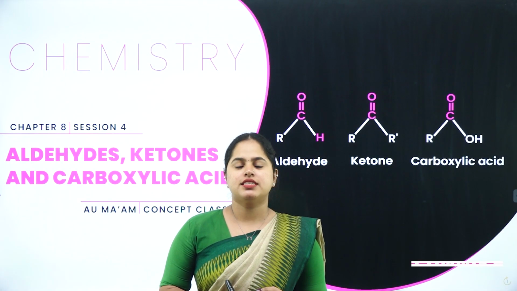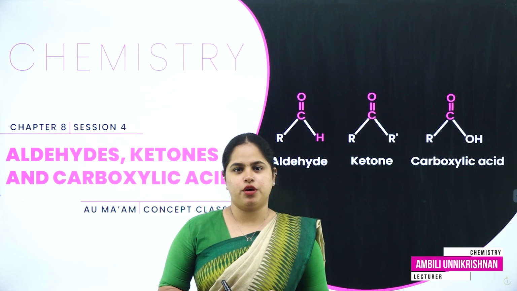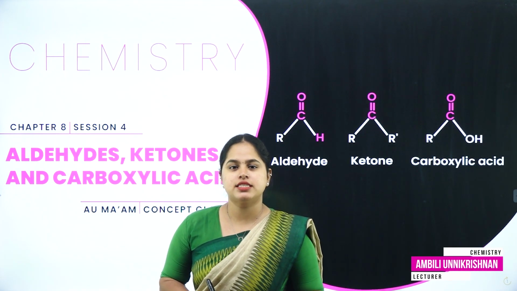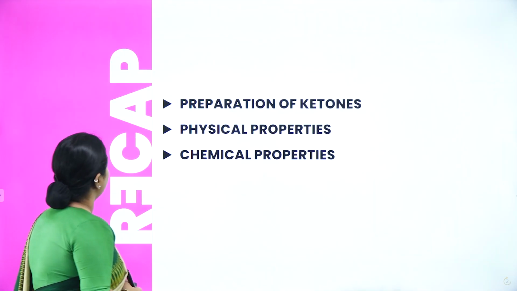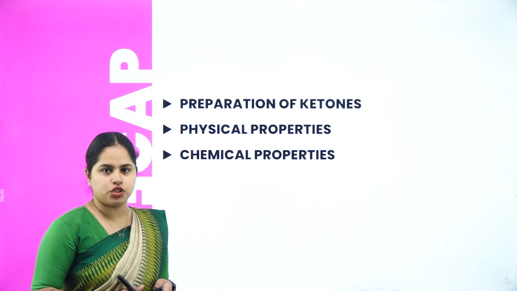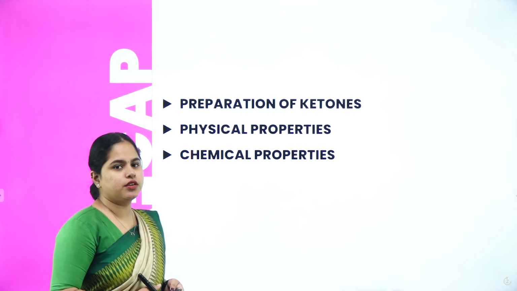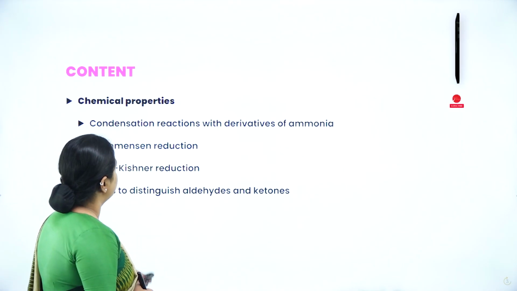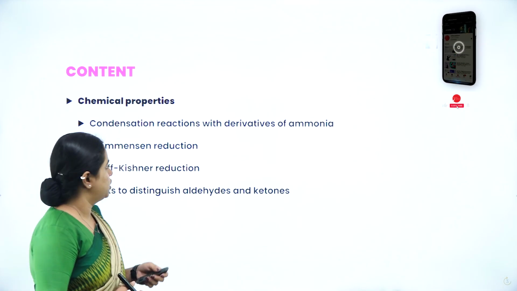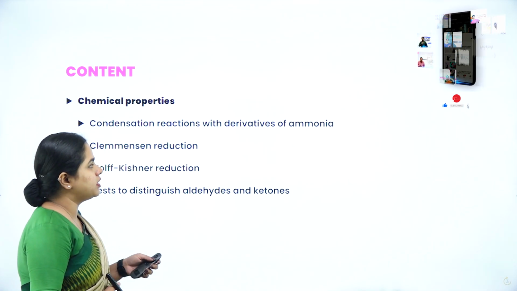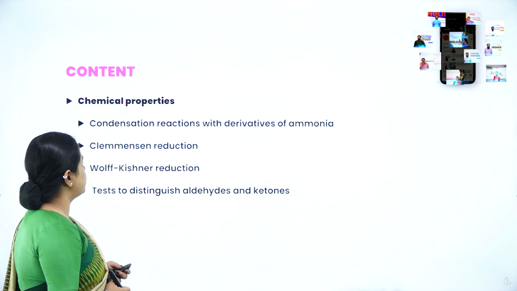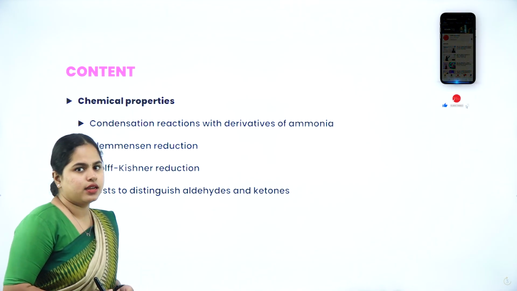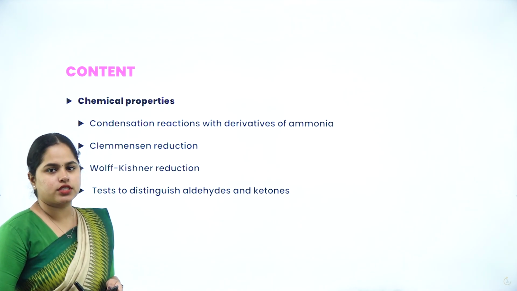Hello everyone, this is Ambili Unnikrishnan from the Department of Chemistry. Today I am back with session 4 of the chapter Aldehydes, Ketones and Carboxylic Acids. In the last session we studied the preparation of ketones, as well as started with the chemical properties of aldehydes and ketones, right? The continuation of that we are going to do in this session: the condensation reaction with derivatives of ammonia, Clemmensen reduction, Wolff-Kishner reduction, and the different tests to distinguish aldehydes and ketones. All of this we are going to discuss in this session.